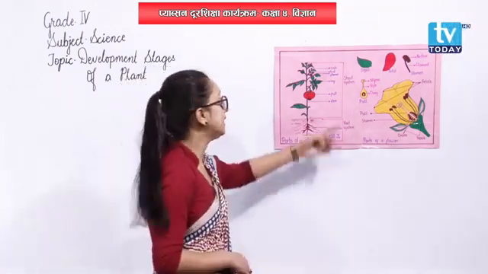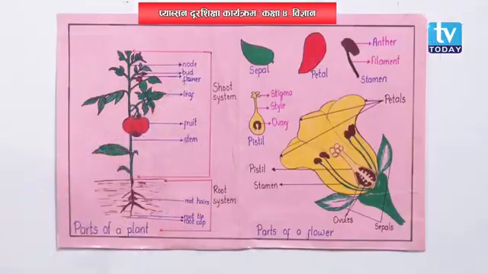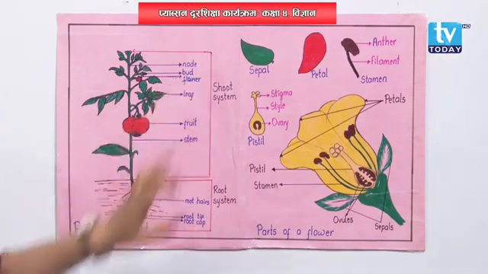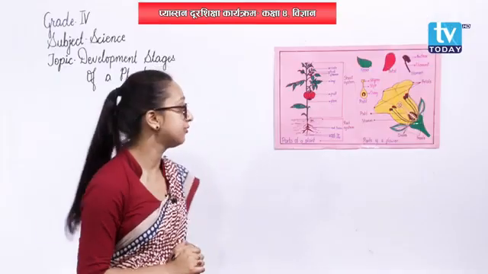Now see here, the next part, I have labeled your next part, that is bud. What is the meaning of bud? Bud means it is the young stage of a flower.